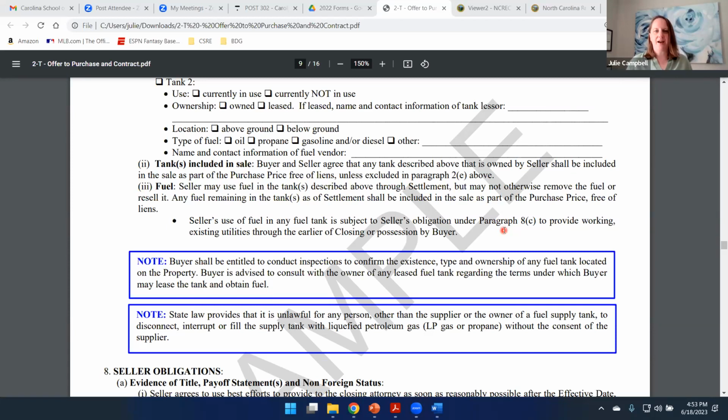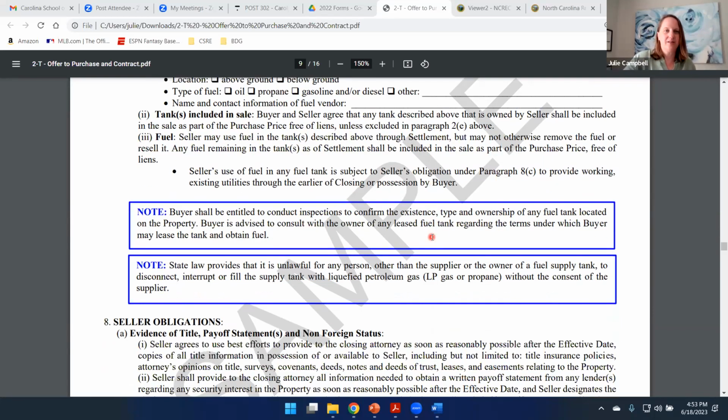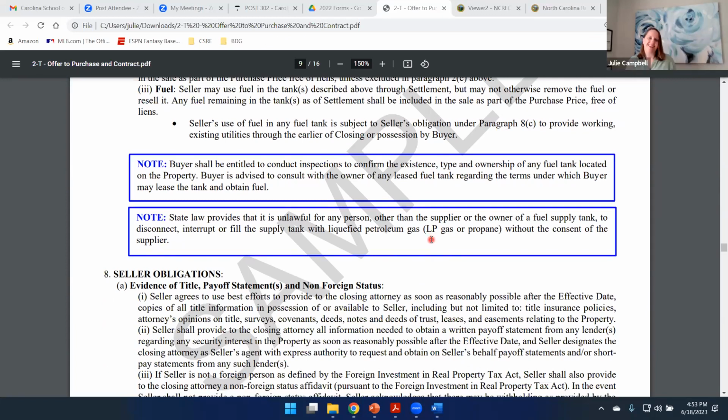Contract addresses that now. You can't make this stuff up. That's the fun thing about real estate. I don't have to create stories. This stuff happens. Two blue notes.